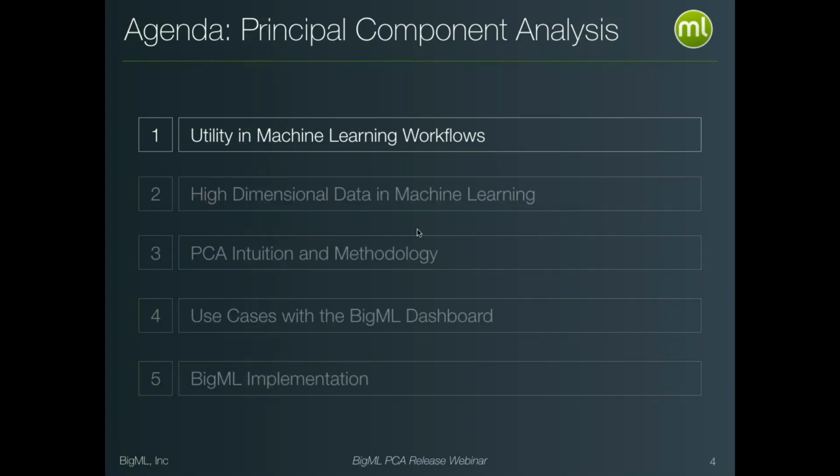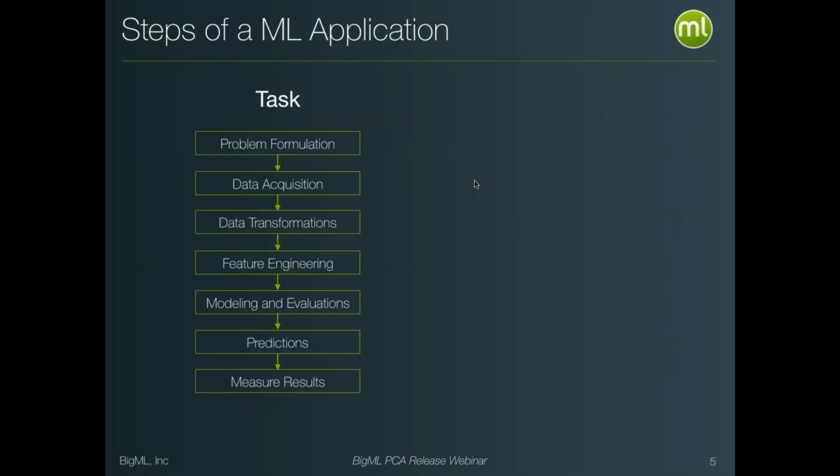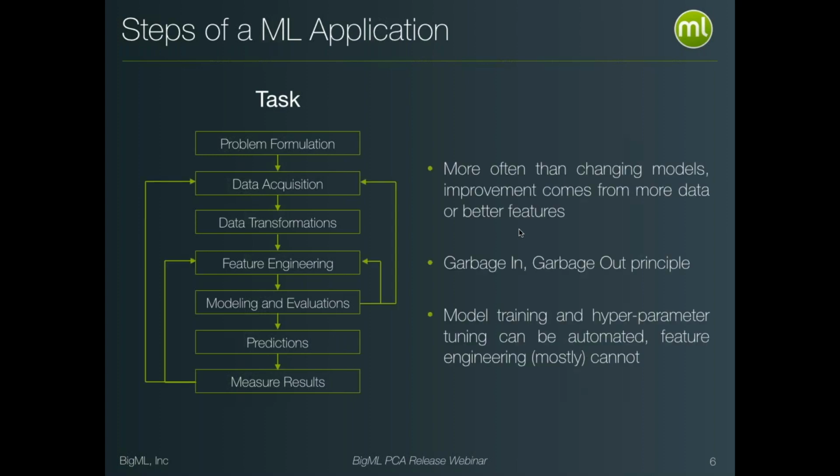So I'd like to first start by covering its utility in a high-level machine learning workflow. If you think about an overall machine learning application, there's a number of tasks that you'll run through, beginning with problem formulation, running through data acquisition and data transformations and feature engineering, and then ultimately ending up with your model and the predictions of the model and the results that you can measure and how well that model is performing. So throughout this process, there are a number of checkpoints where essentially you might want to go back and change certain things.